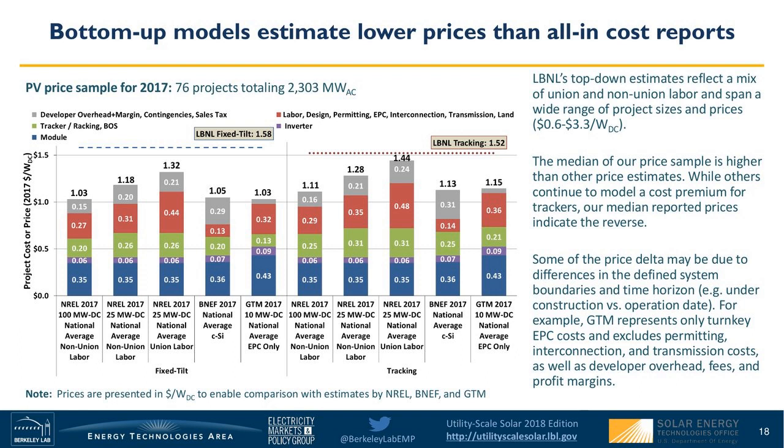What we see is that our all-in cost reports come in at slightly higher prices in comparison to others. To some extent that may be due to differences in the scope of the model cost. For example, GTM excludes any kind of developer profits or developer overhead. To some extent it may also be due to differences in the time indexing, where they may describe projects that are still under development or that are currently negotiated, whereas we look only at projects that have been built and online by the end of 2017. But it's interesting to see that our empirical, in quotation marks, prices are coming in a little higher than some of these modeled prices.